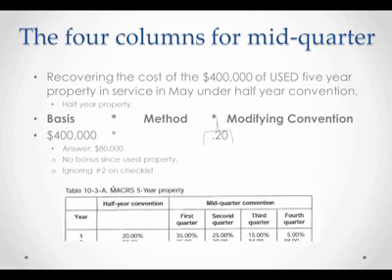Here is the 5-year table, and the 20% comes from the fat column, right? The fact that it is half year means we get 20% in the first year.